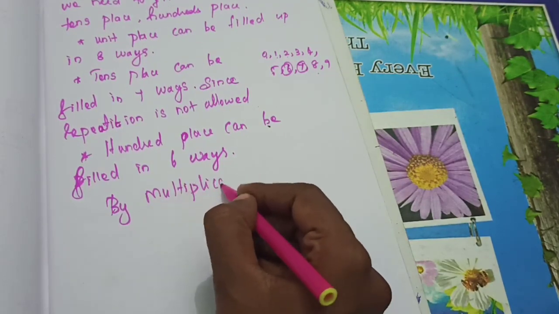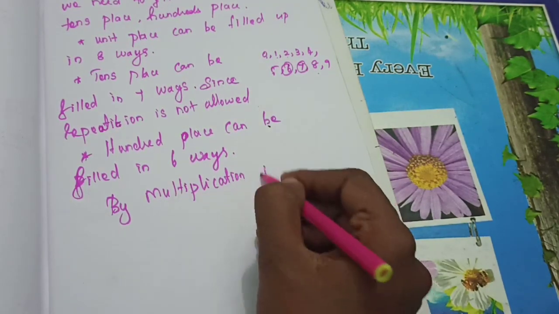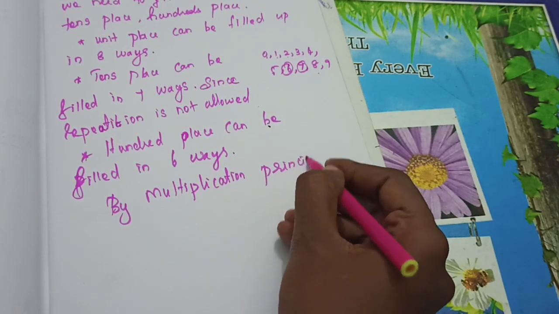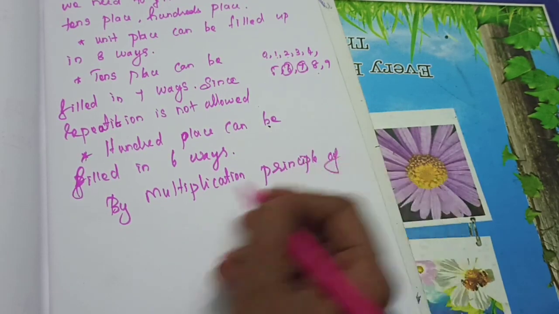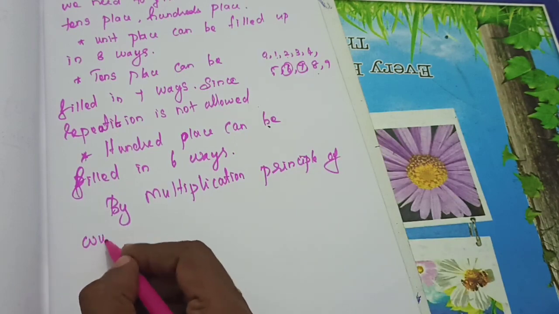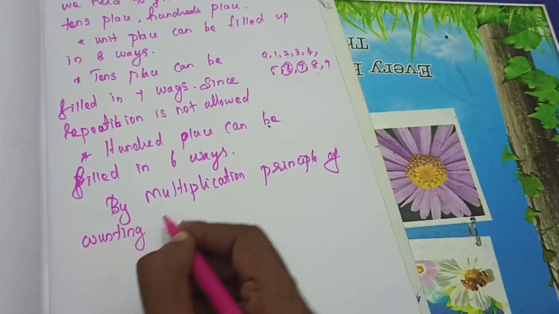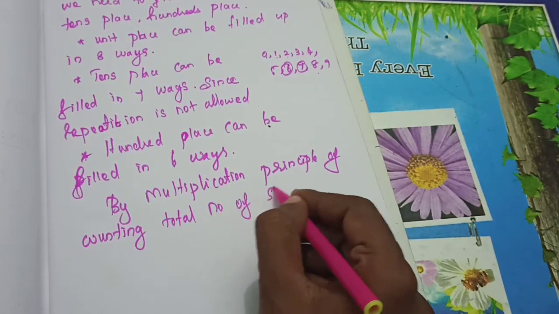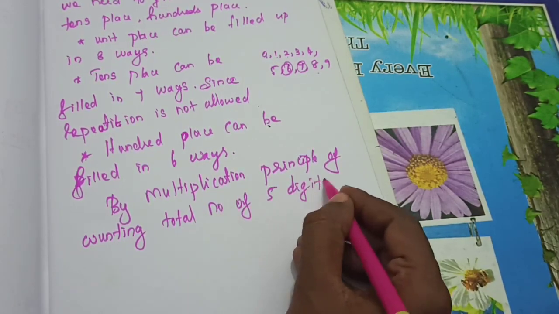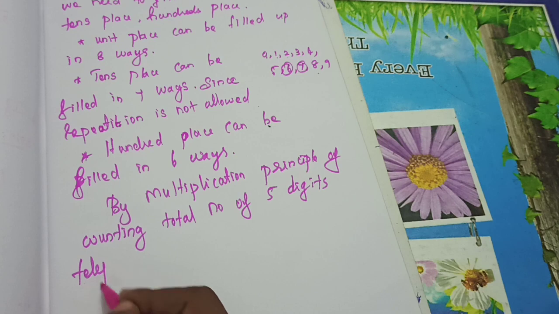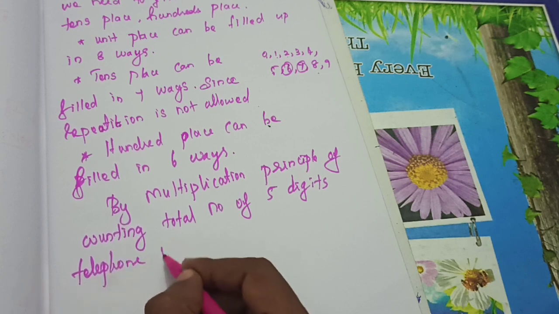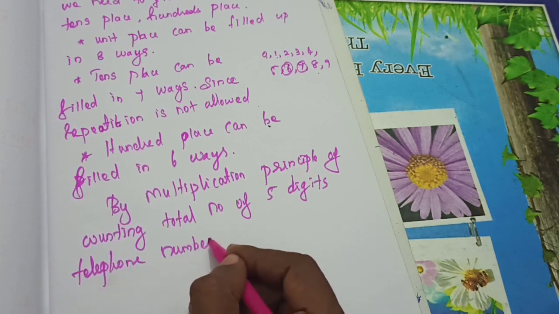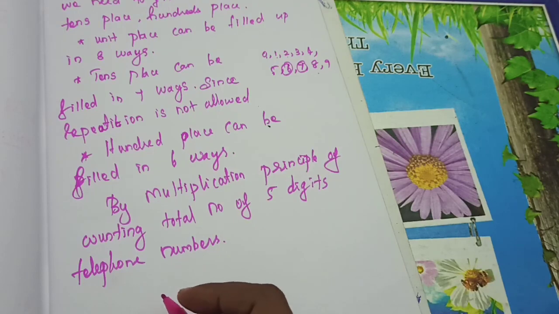So multiplication principle of counting. Total number of 5-digit telephone numbers. Telephone numbers, is it right? So keep it in mind, students.